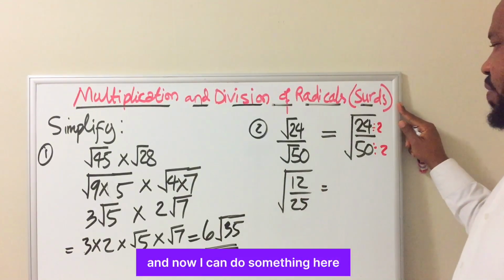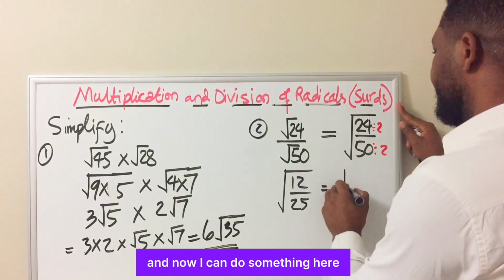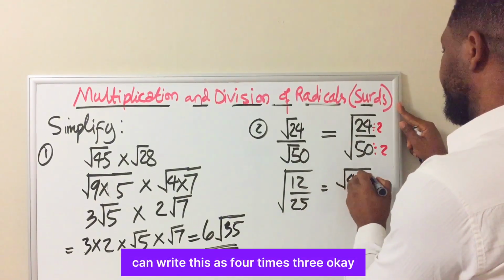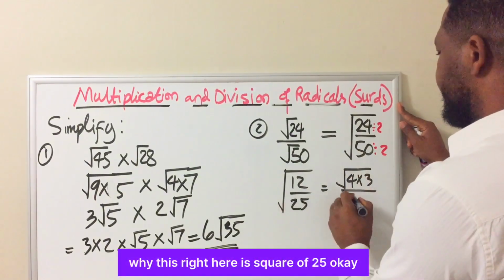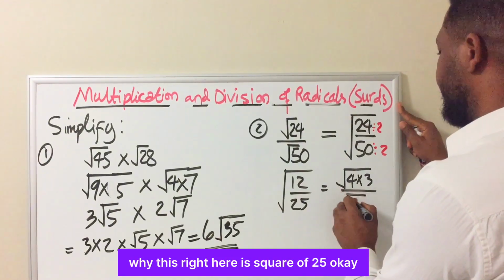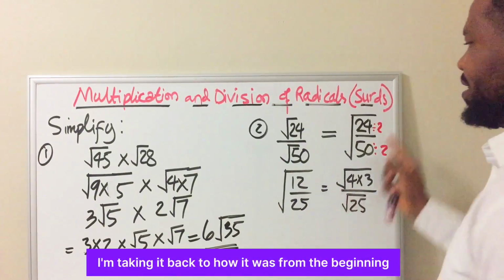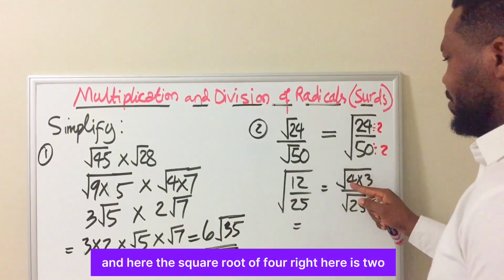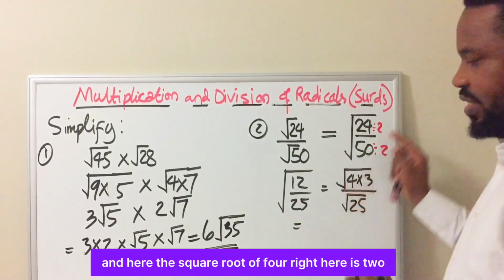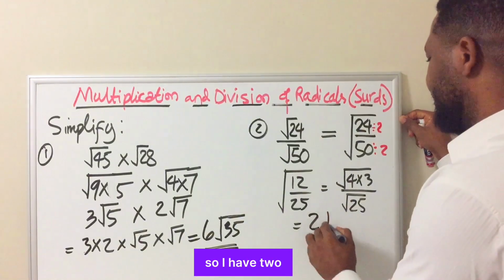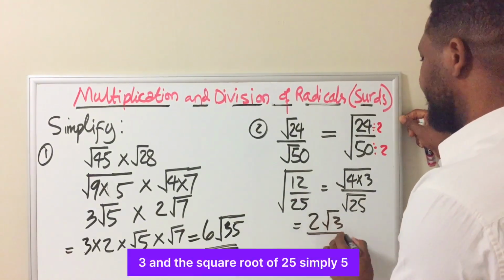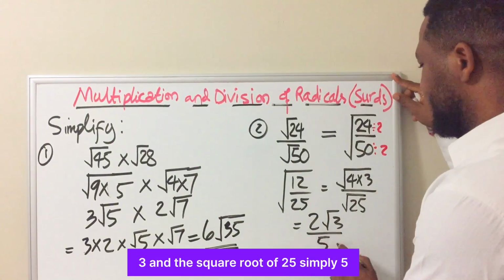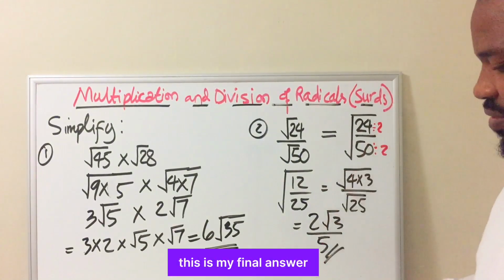And now I can do something here. I can write this as 4 times 3, while this right here is the square root of 25. I'm taking it back to how it was from the beginning. And here, the square root of 4 is 2, so I have 2 root 3. And the square root of 25 is simply 5. This is my final answer.